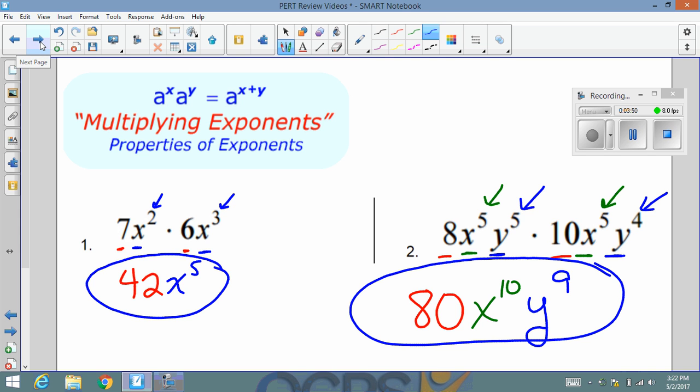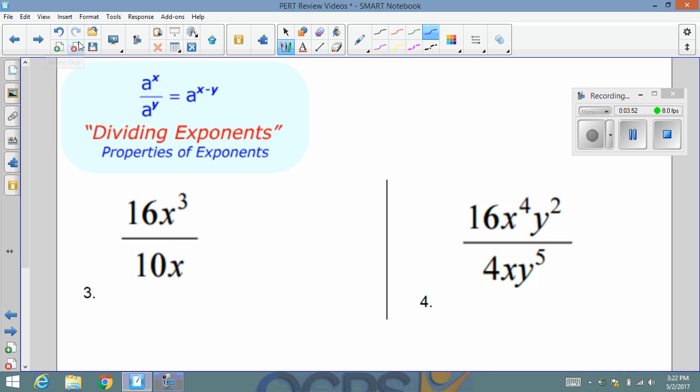Let's look at some division problems. So these look more complicated because we've got that fraction bar, but it really is no different. I'm going to divide the coefficients, and then with the bases, I'm going to keep the base, subtract the exponents. So starting with number 3. So first I look at this and I see 16 and 10. I can't divide 16 by 10. I mean, I can, but I get a decimal.